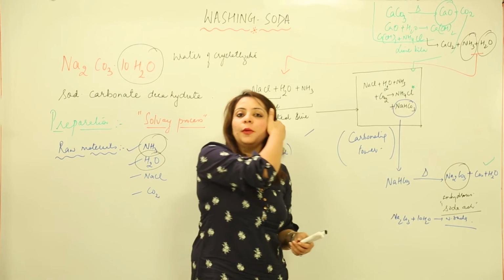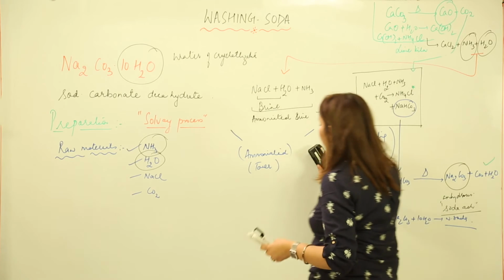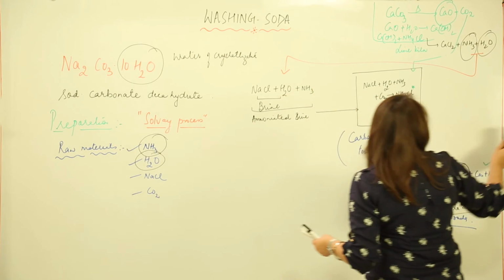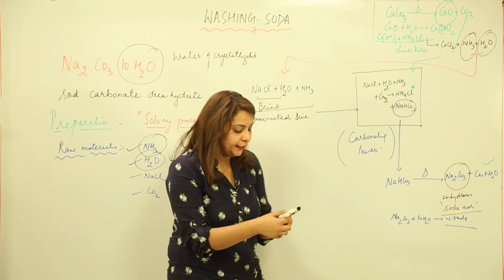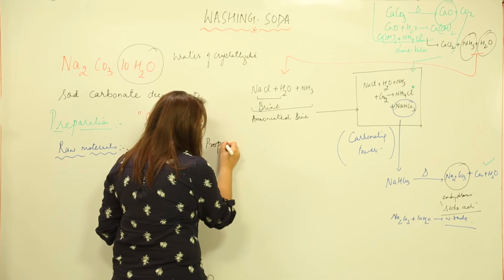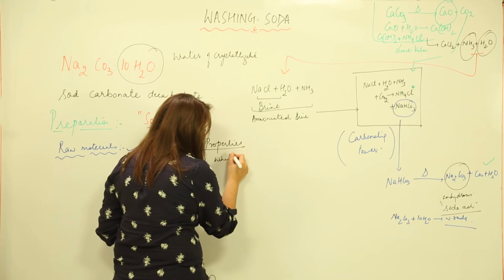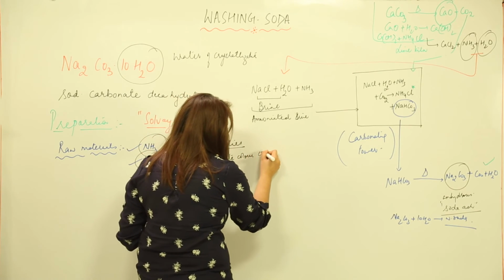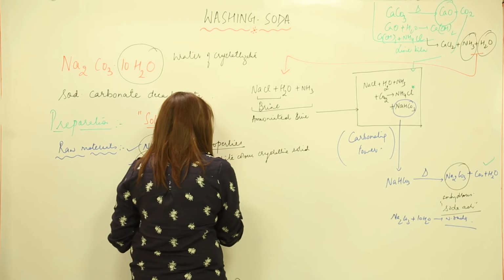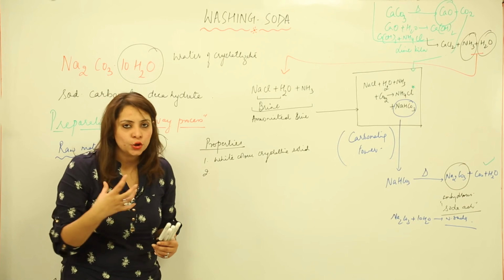Now when we talk about its properties, as we are all familiar now with how it is prepared, we look at how it looks or how it behaves under given conditions. So just look at the board. It is a crystalline solid, white in color. The second thing is the effect of heat on it.